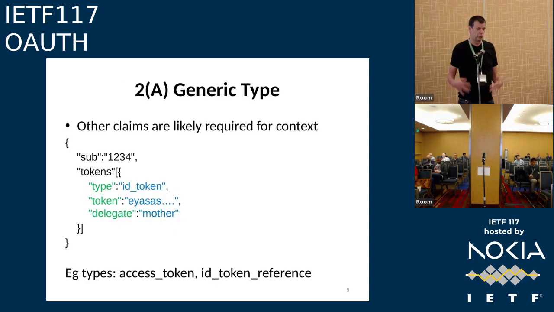So there's the 2A, the generic type, where you've got a type and then you have a token, or you could have references to a token. If the type was, say, an ID token reference, then there'd be some reference things, or an access token or reference.